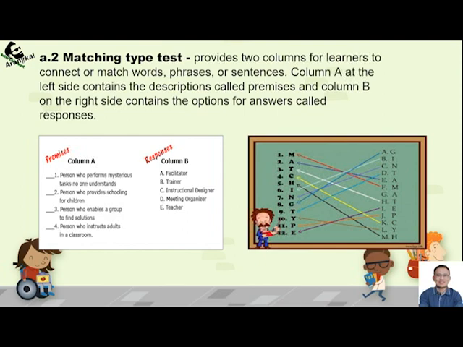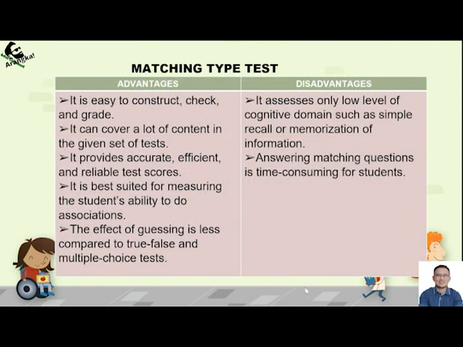So what is the advantage or advantages of having this matching type? So for the advantages, it is easy to construct, check, and grade. It can cover a lot of content in the given set of tests. It provides accurate, efficient, and reliable test scores. It is also best suited for measuring the student's ability to do associations. The effect of guessing is less compared to the true or false and multiple choice test.